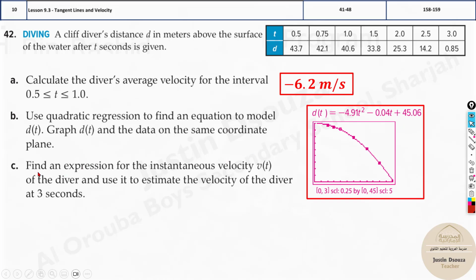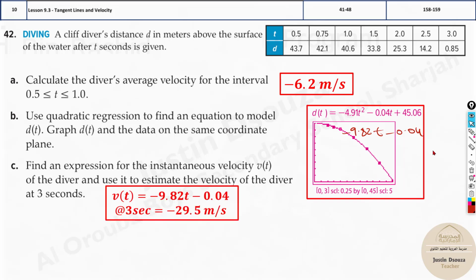Then the third one, find an expression for the instantaneous velocity. Once you have this equation, all you do is derive this. It'll be 2 times this 4 point, it'll be 9 point something. Just derive this equation and you will get the answer. So it'll be 9.82, I believe, minus 82 t minus 0.04. That must be the answer. So yes, that's the answer.